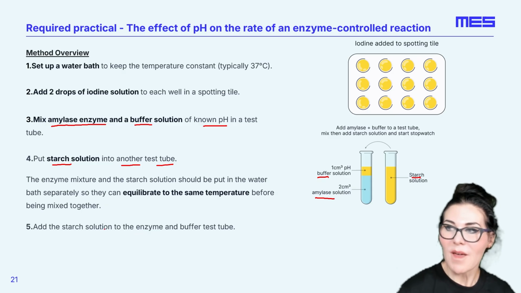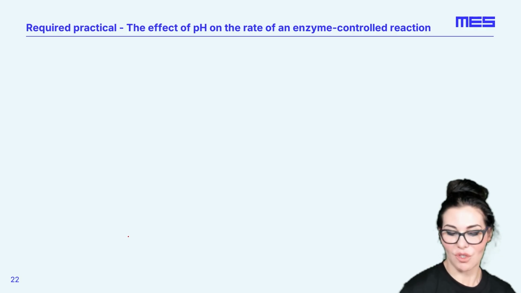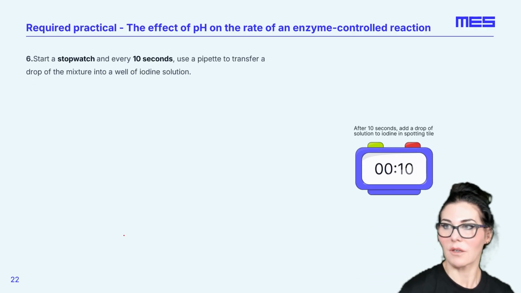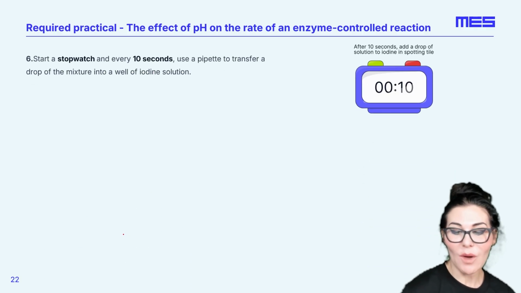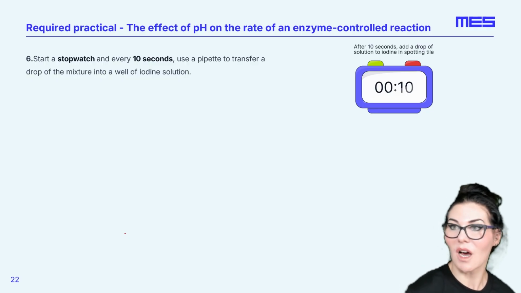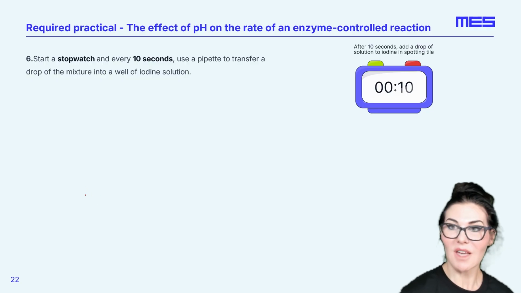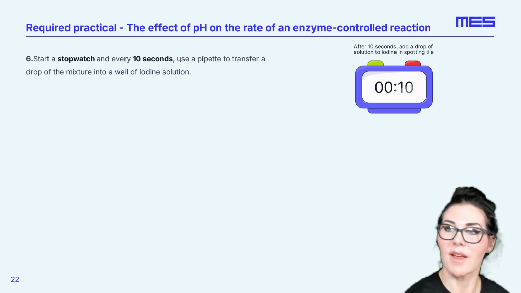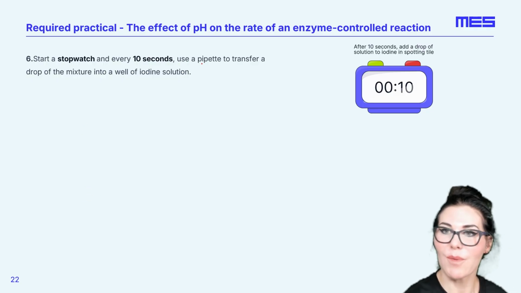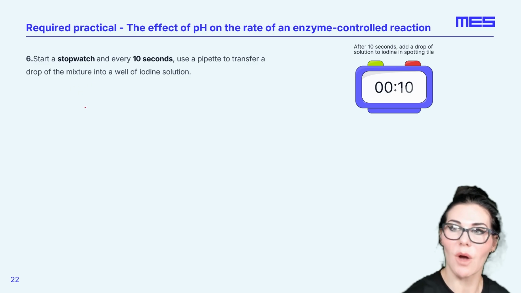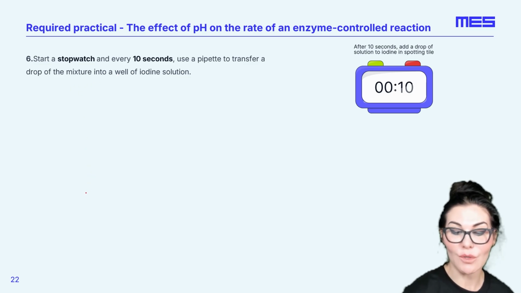So when you mix them together, you must immediately start a stop clock. And the best way to do this, the most precise way to do this, is to measure in seconds, a small unit of time, and look for your results every 10 seconds. But how are we going to look for those results? We're going to take a sample of our mixed enzyme and starch with a pipette and drop it into a well of the iodine solution.